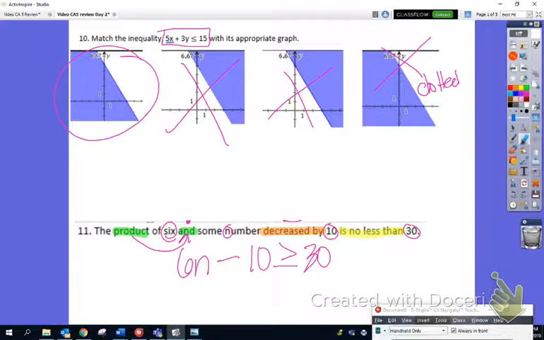Now make sure that you have 6 next to n. That's what you want to make sure that you have, that number next to the variable, and you want to make sure that you have this inequality.